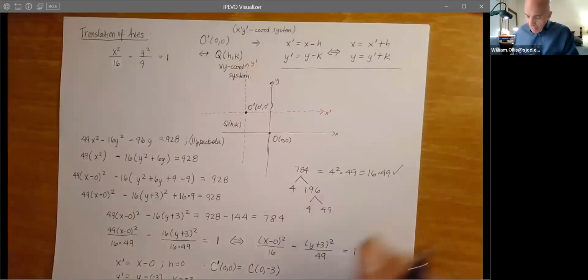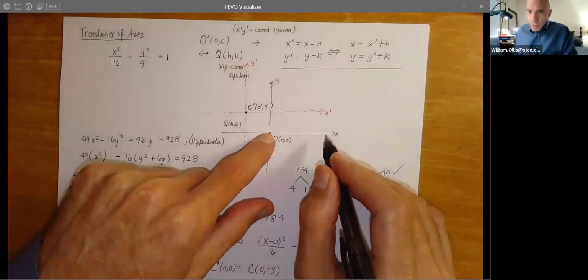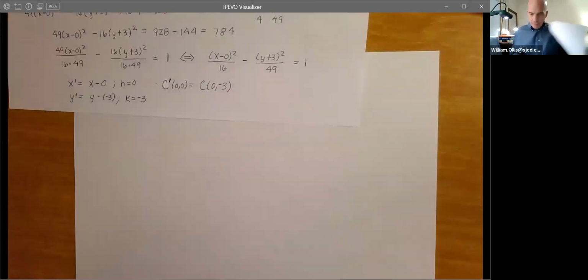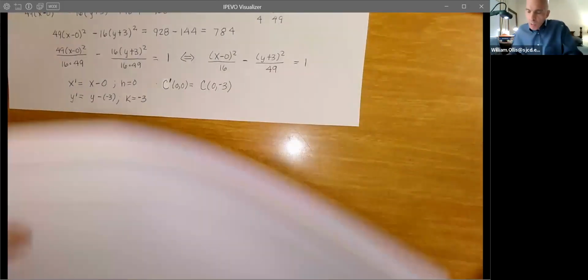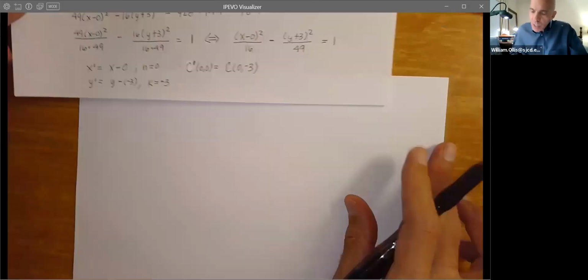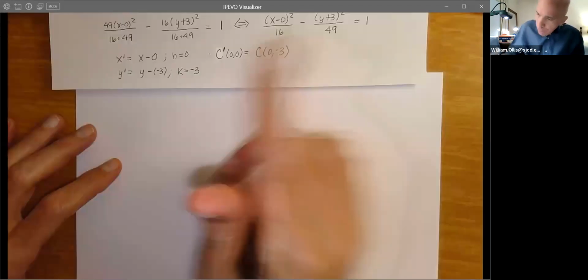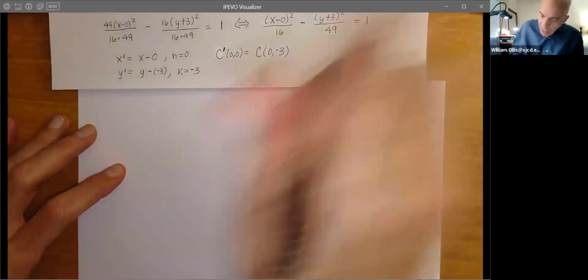Now we're not going to have a hyperbola that's centered here. It's going to be centered at this number. So now let's finish it. So basically, how do we get the translation? We simply complete the square. So now, if you like, we've got our C prime.